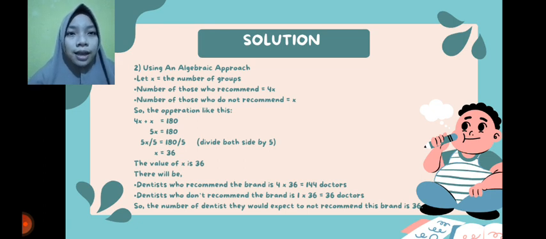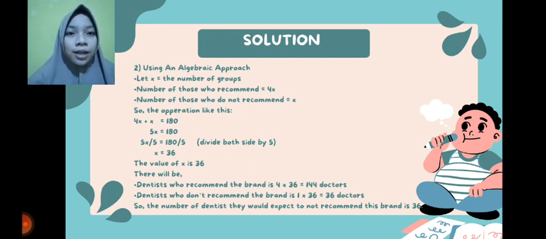Now let x is equal to the number of group. Number of those who recommend is 4x and number of those who do not recommend is x. So the operation like this, 4x plus x is equal to 180, and then we get 5x is equal to 180. We divide both sides by 5 and then we get x is equal to 36. The value of x is 36.